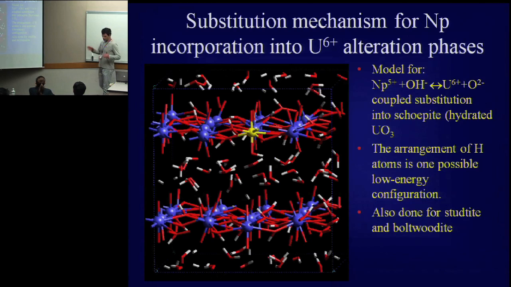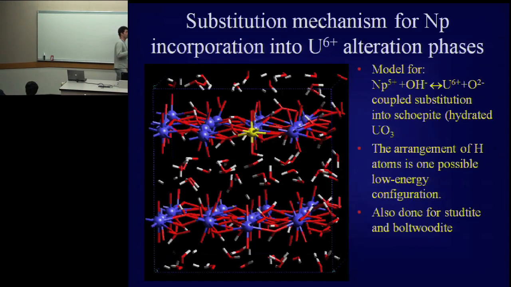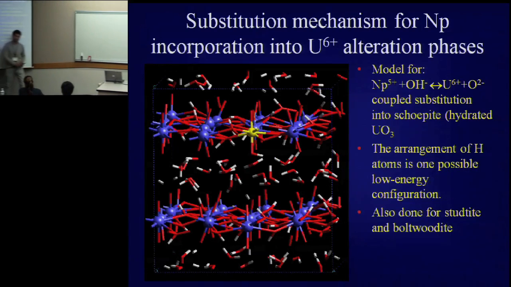And then what we get when we have this used nuclear fuel, we have all kinds of uranium-6+ alteration phases, such as schoepite, which is hydrated UO3, or if you have some calcium silicon in the system, you get layered structures, such as boltwoodite. And these are potential hosts for elements such as transuranium elements such as neptunium.